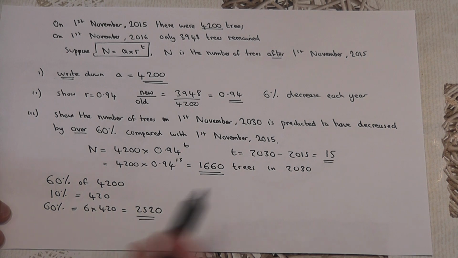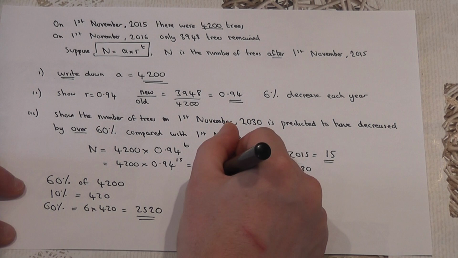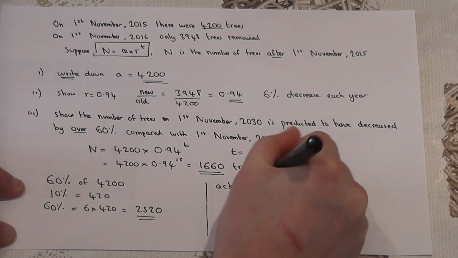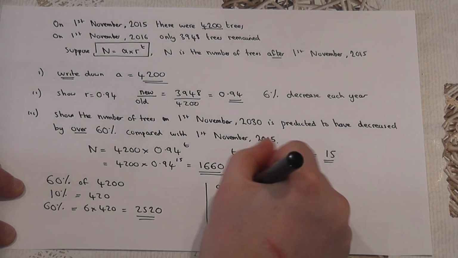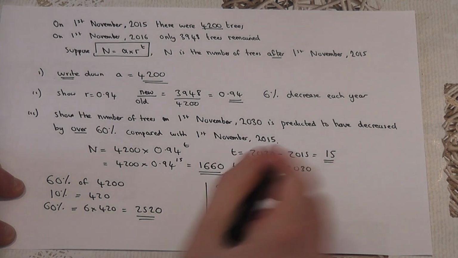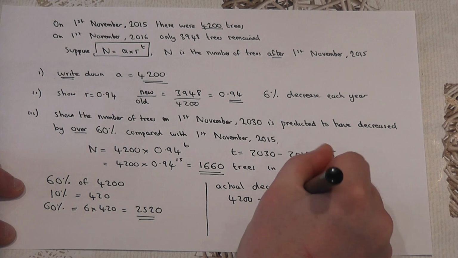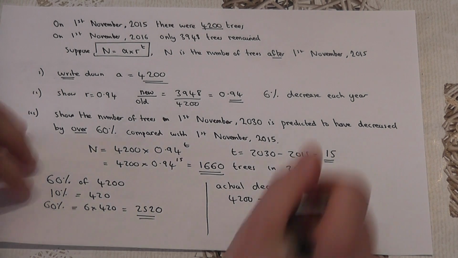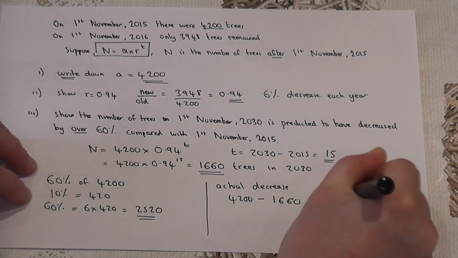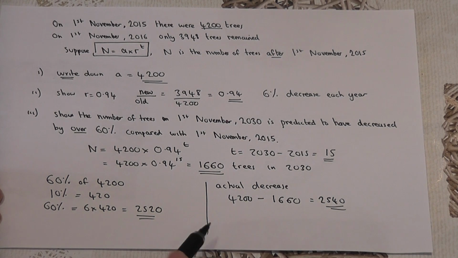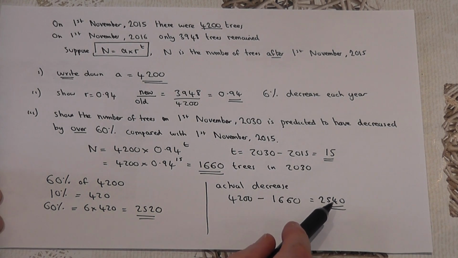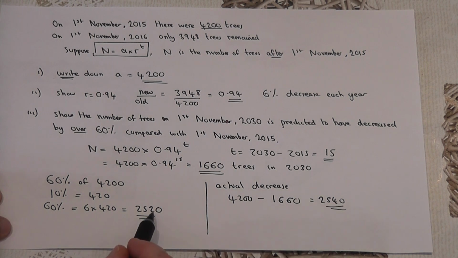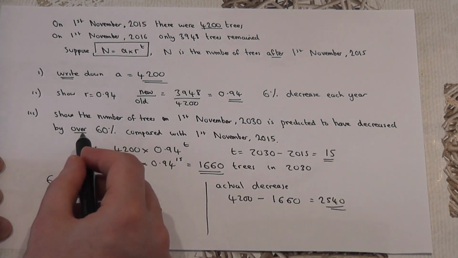So if it did go down by 60%, the decrease should be 2,520. So the question is, what is our actual decrease? So our actual decrease is 4,200 minus 1,660. And 4,200 take away 1,660 is actually 2,540. So our actual decrease is over the 60%. So we've shown how it's decreased by over 60%.